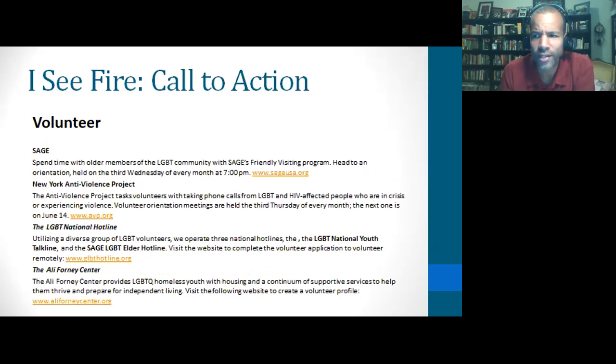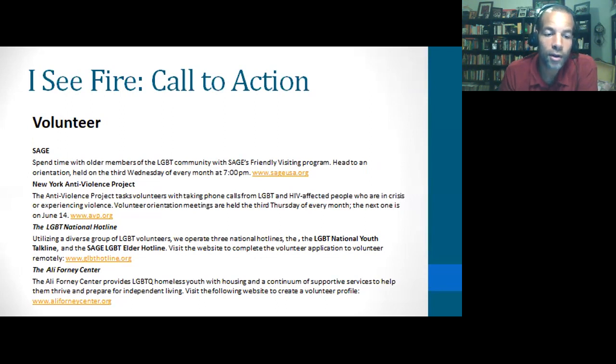The next option, volunteer. Depending on what device you're looking at, the text might be very small, but the idea was that there are a number of organizations that people might choose to volunteer for, and four of them are listed here. One is called SAGE, which works with the elderly in the LGBT community. The New York Anti-Violence Project looks at folks who might be experiencing violence, domestic violence, etc. The LGBT National Hotline, and the Ali Forney Center, which provides services for LGBTQ homeless or unhoused youth.